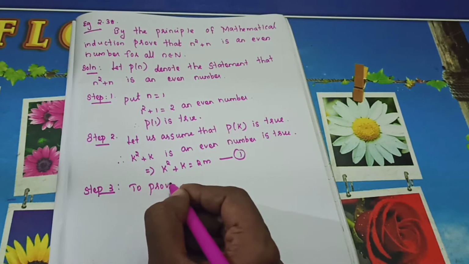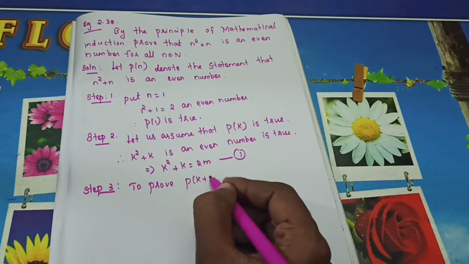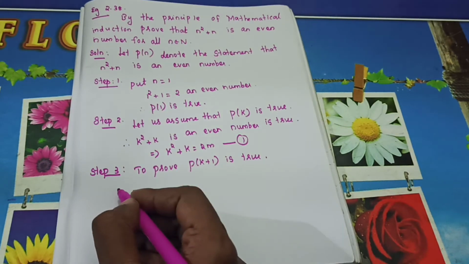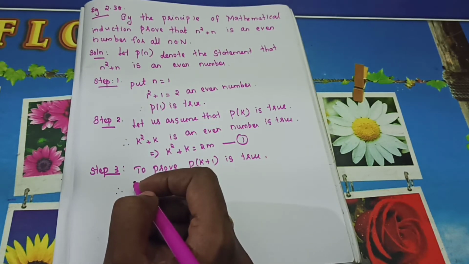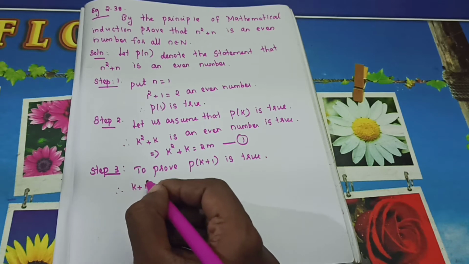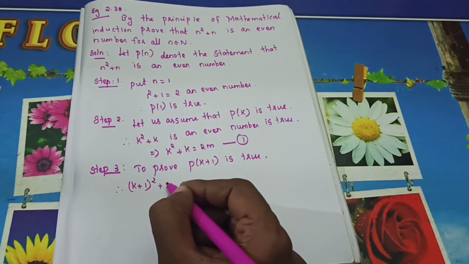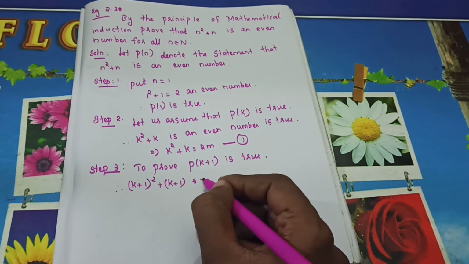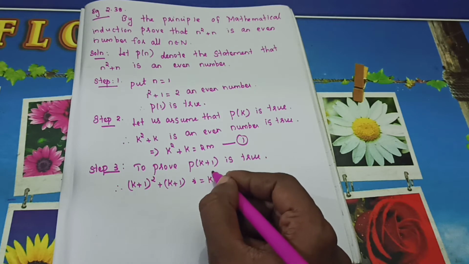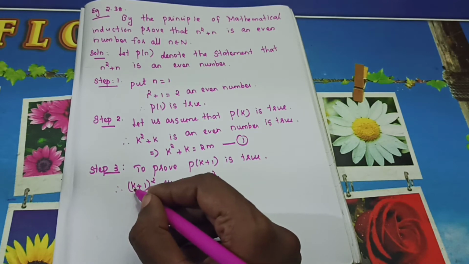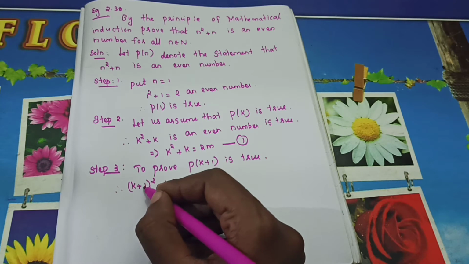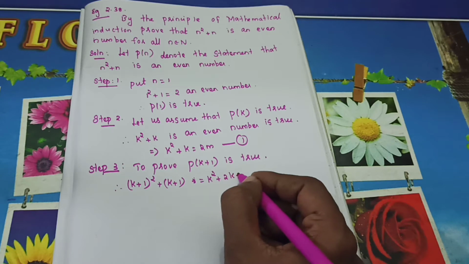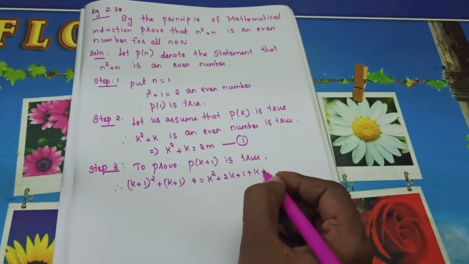Now in step 3, what will you prove? To prove P of k plus 1 is true. Okay. So in the place of k, what do you need to substitute? K plus 1. So k plus 1 the whole square plus k plus 1 is an even number, you need to prove. So simplify: a plus b the whole square is a square plus 2ab plus b square, is it right? So k plus 1 the whole square means k square plus 2k plus 1, plus k plus 1.